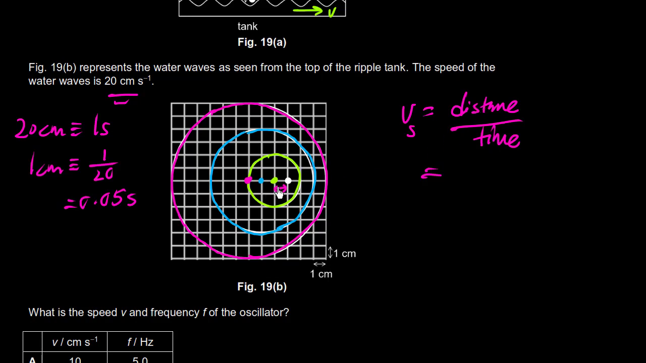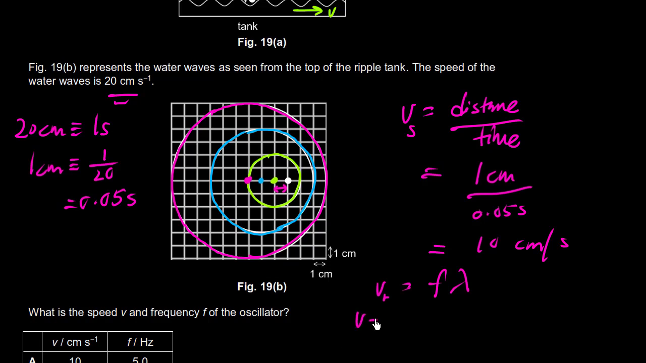Now, distance is what? Distance is 1 cm, all right? What is the time? Time is 0.05 second, so it will be 10 centimeter per second. All right, this is the speed of the source. Now, what about the frequency? You know, v equals f lambda. They want you to find frequency, but this one, you must use relative speed.